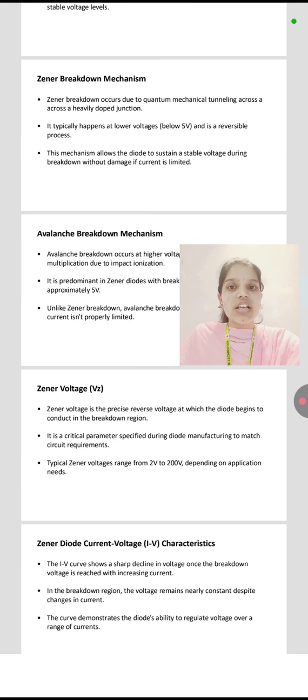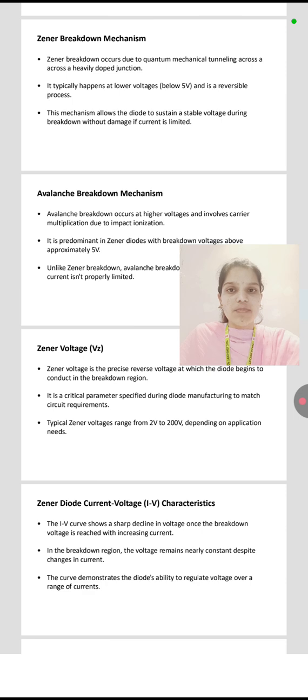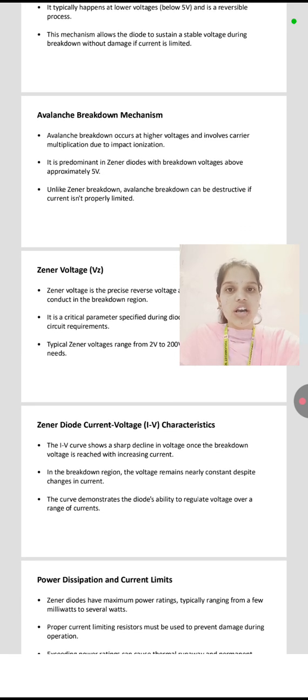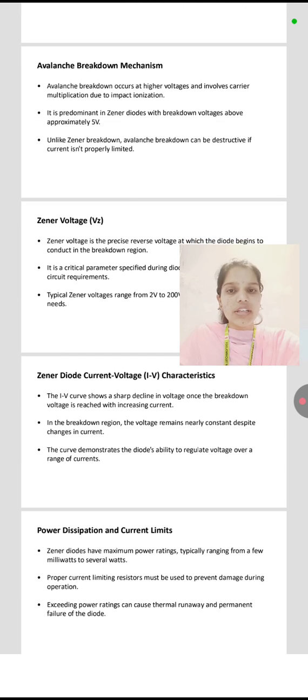Next, we will discuss avalanche breakdown mechanism. Avalanche breakdown occurs at higher voltage and involves carrier multiplication due to impact ionization. It is predominant in Zener diodes with breakdown voltage above approximately 5 volts. Unlike Zener breakdown, avalanche breakdown can be destructive if current is not properly limited.